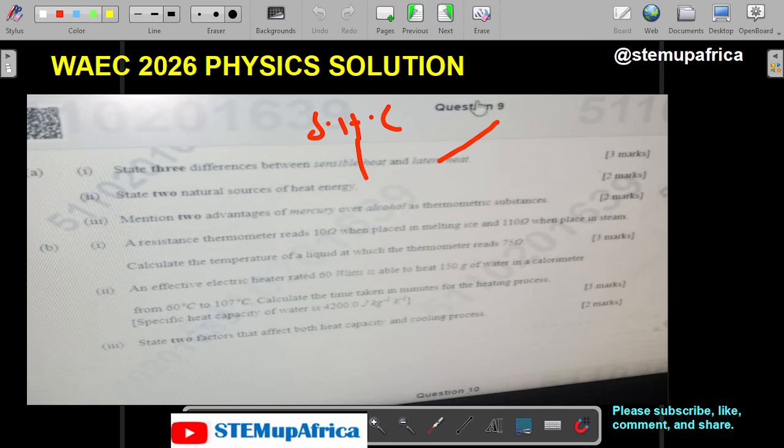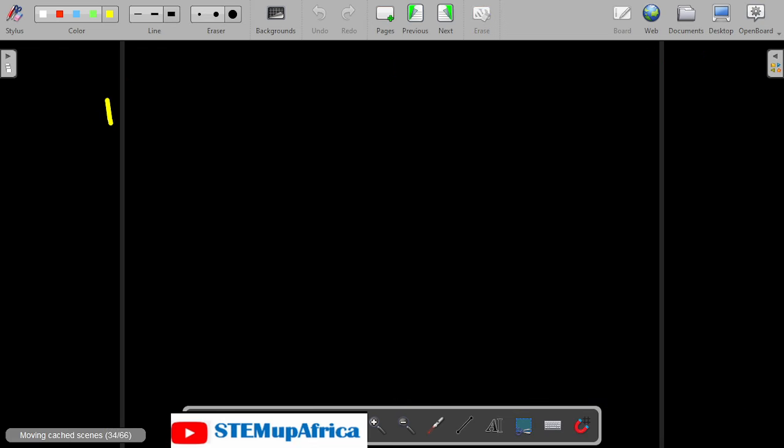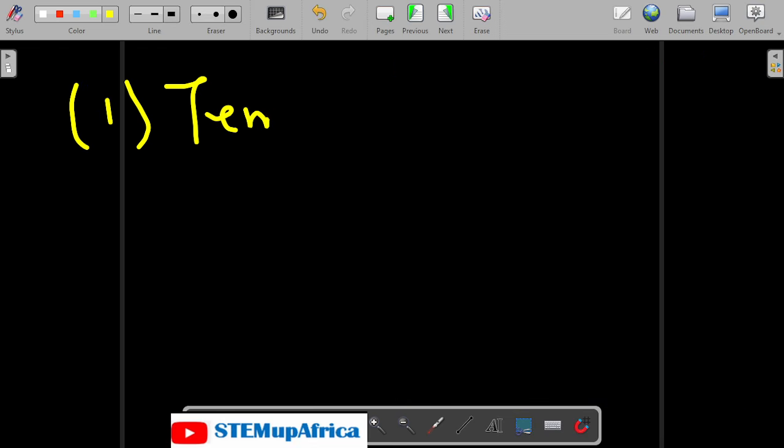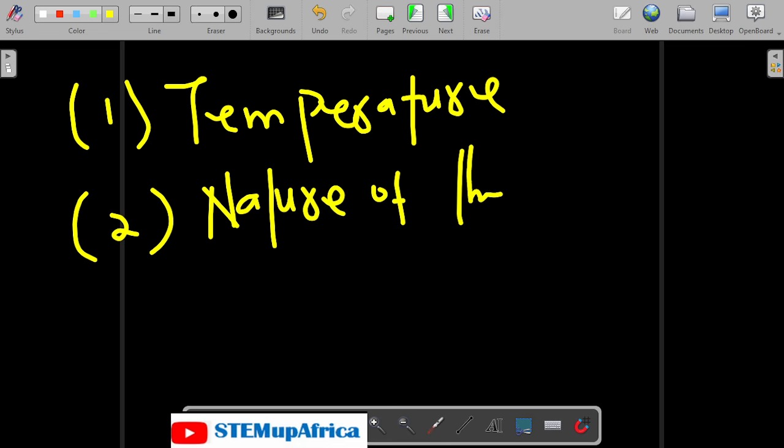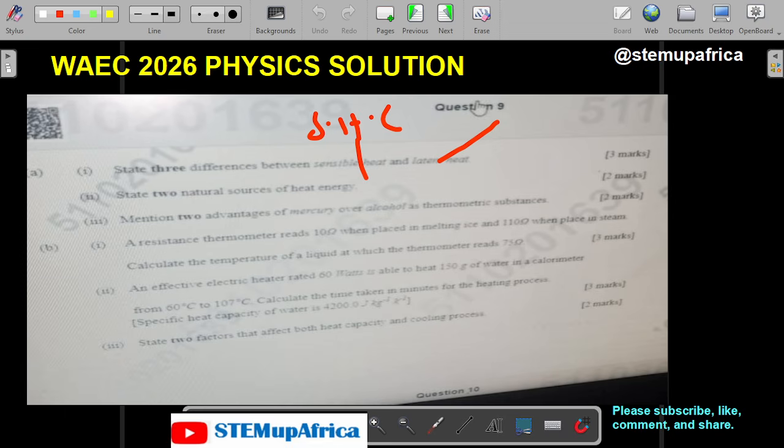It says state two factors that affect both heat capacity and the cooling process. So one of them must be temperature. Temperature affects heat capacity and the cooling process. The second should be the nature of the substance. So these are the two factors.